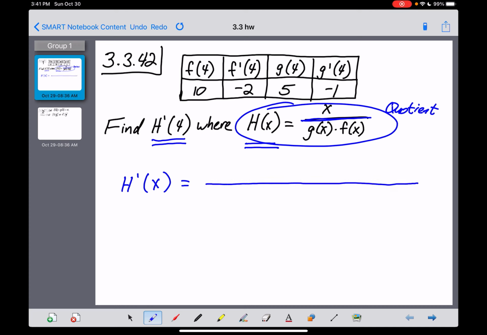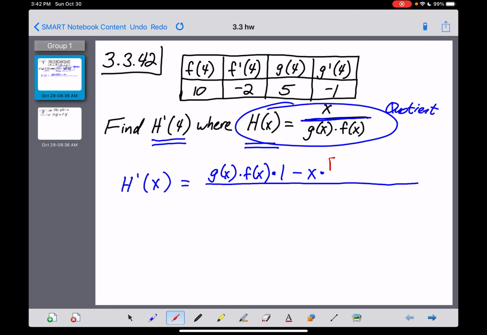So here we go. The quotient rule says we take our denominator, the bottom, multiplied by the derivative of the top first. So my denominator is g of x multiplied by f of x. There's the bottom, multiplied now by the derivative of the numerator. The derivative of x is just 1. So there's bottom times derivative of the top, minus the top, which is x, times the derivative of the bottom.